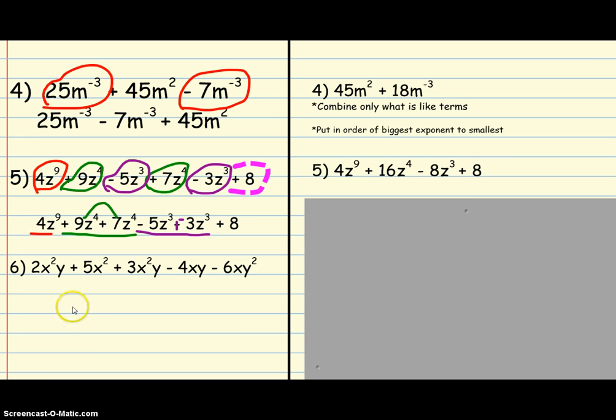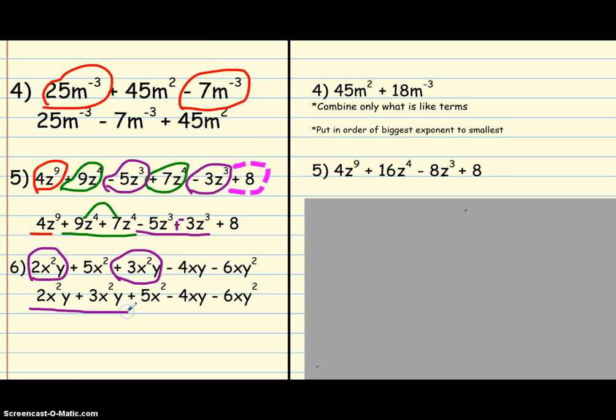All right, last example, 2x squared y plus 5x squared plus 3x squared y minus 4xy minus 6xy squared. Why don't you pause the video, group what you think are like terms, and rewrite them below. If you regrouped them and said the only like terms are 2x squared y and 3x squared y, you are correct. Those are the only like terms.